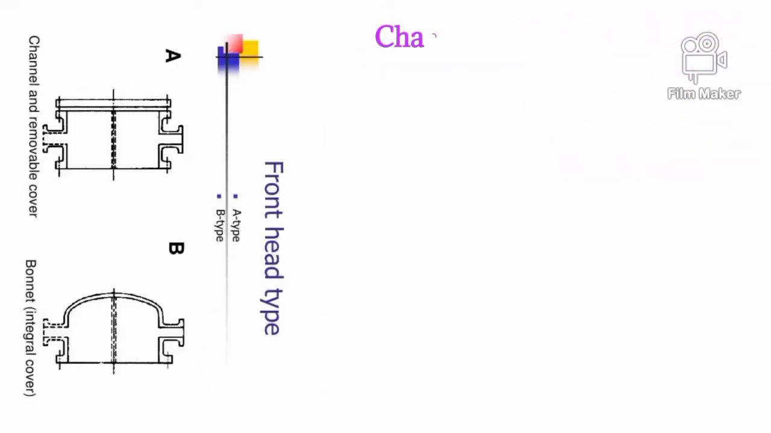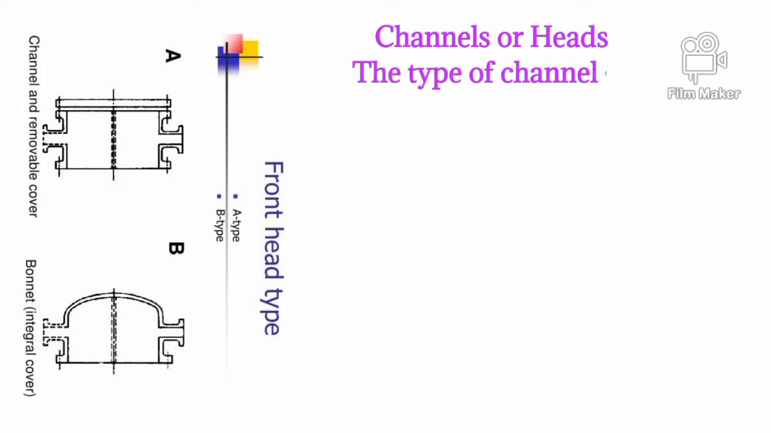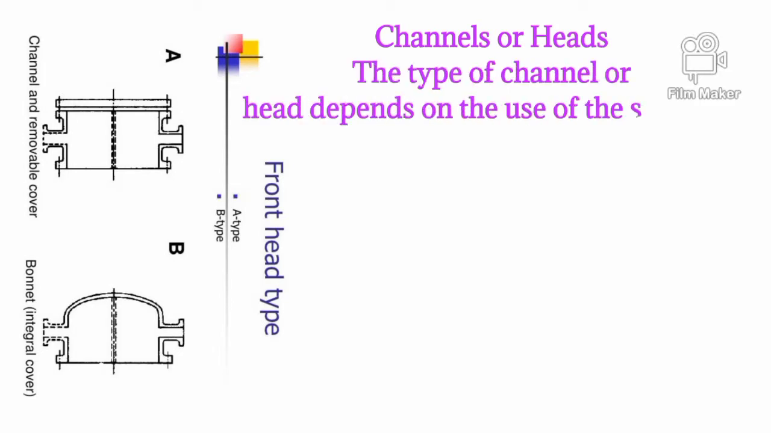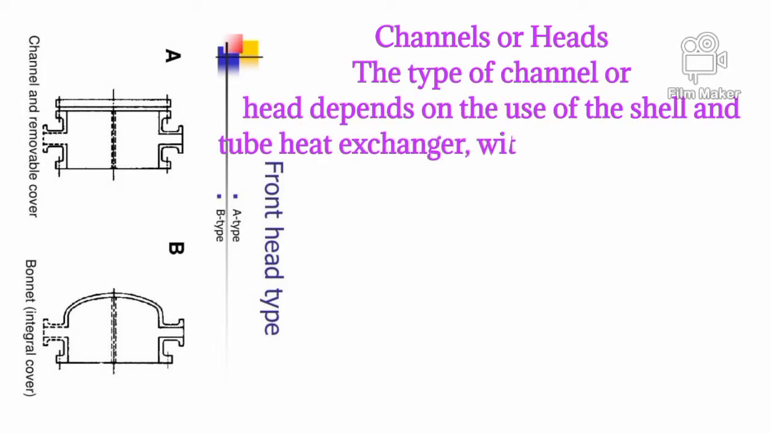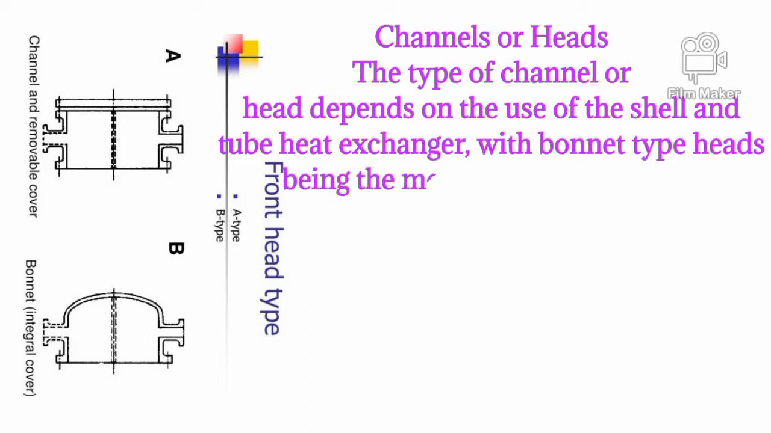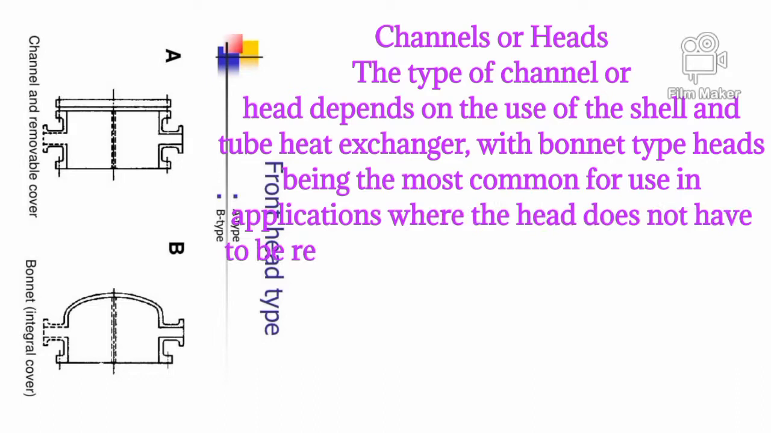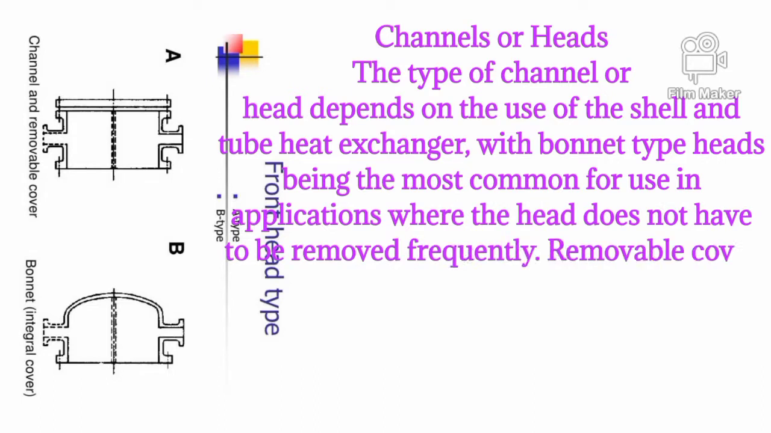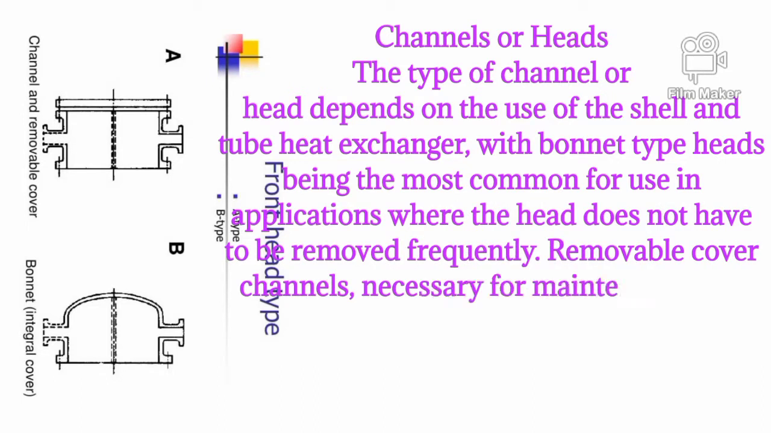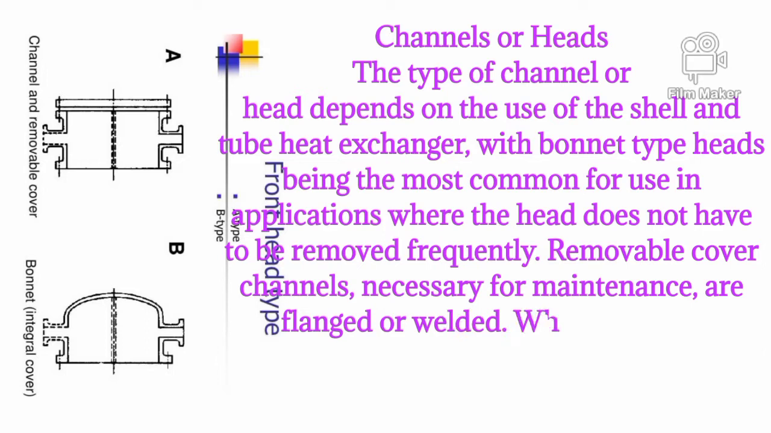Channels or heads. The type of channel or head depends on the use of the shell and tube heat exchanger, with bonnet-type heads being the most common for use in applications where the head does not have to be removed frequently. Removable cover channels, necessary for maintenance, are flanged or welded. When frequent examination of the channel and tubes is necessary, a removable channel cover is necessary.